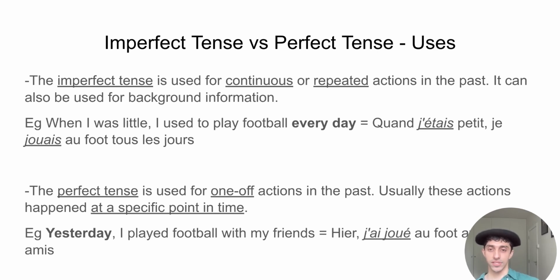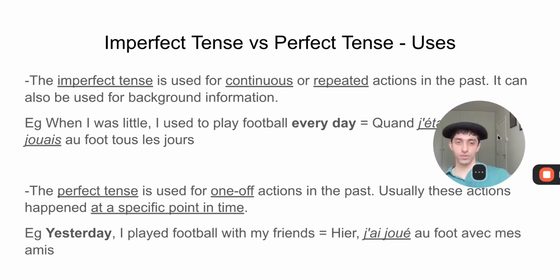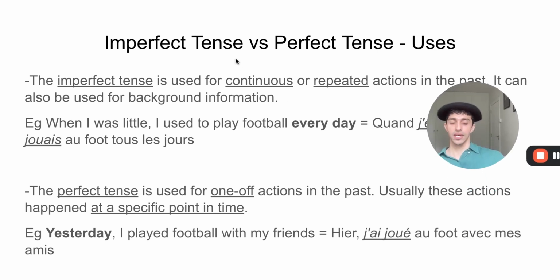The perfect tense, on the other hand, is used for one-off actions in the past. And usually these actions happened at a very specific point in time. So you should be able to pinpoint exactly when that action started. So, for example, in the sentence, yesterday I played football with my friends, hier, j'ai joué au foot avec mes amis, j'ai joué is in the perfect tense. The perfect tense is used over there.